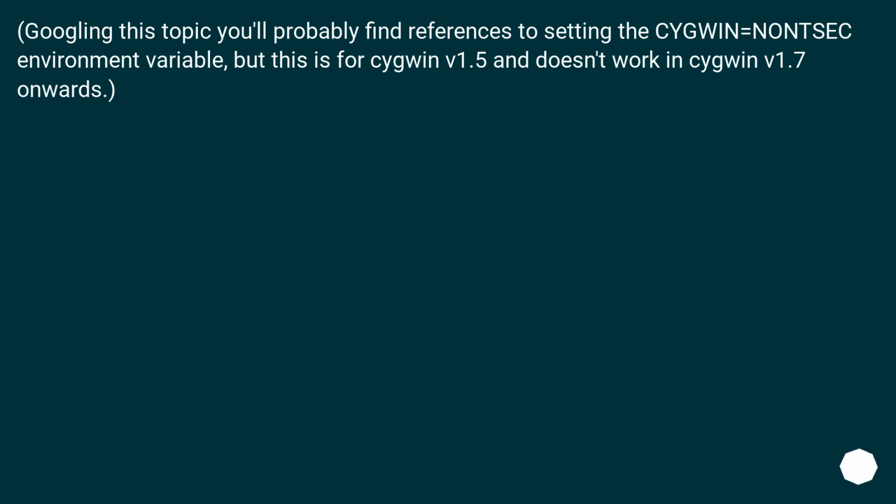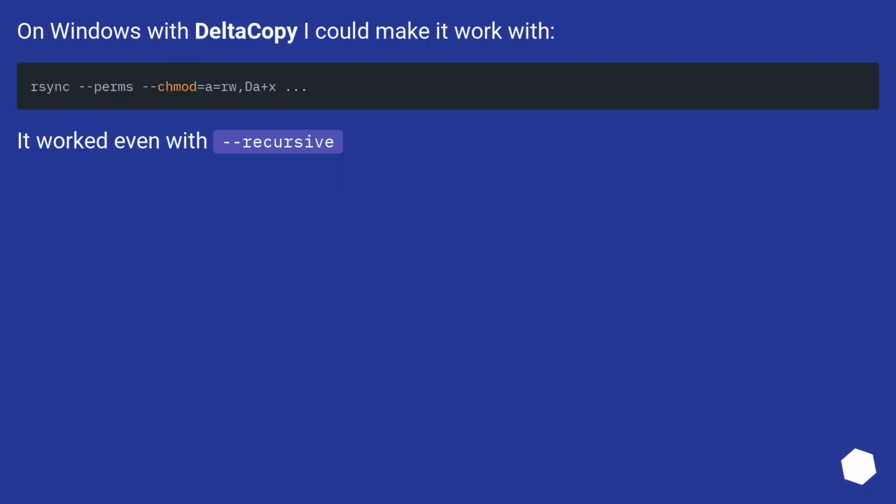Googling this topic you'll probably find references to setting the CYGWIN=nontsec environment variable, but this is for Cygwin v1.5, and doesn't work in Cygwin v1.7 onwards. On Windows with DeltaCopy I could make it work with this. It worked even with recursive.